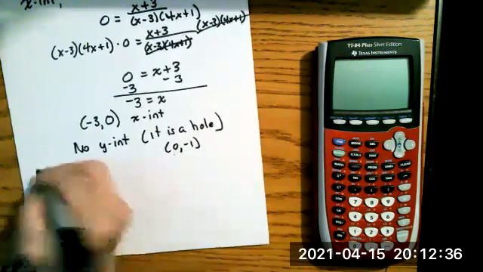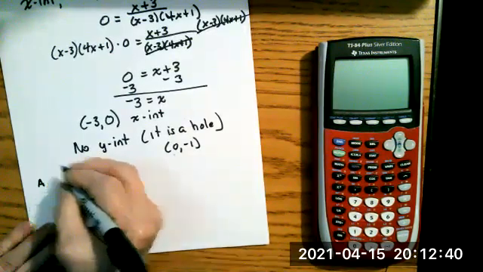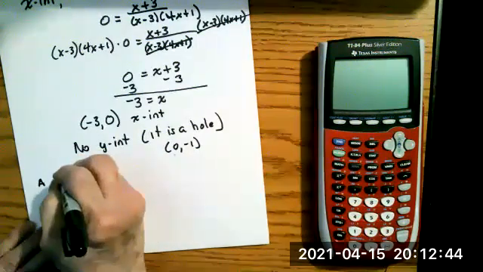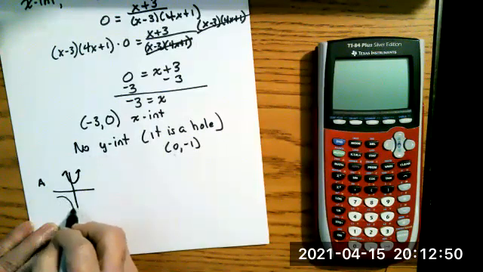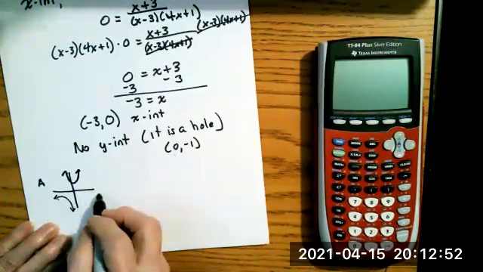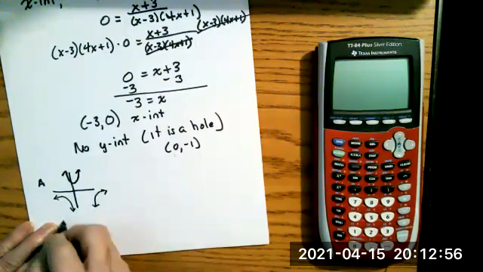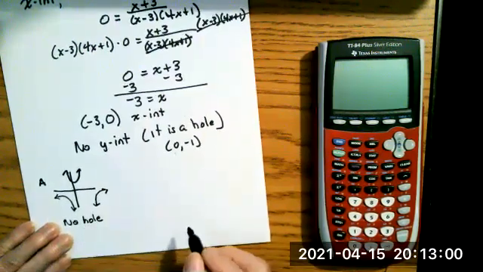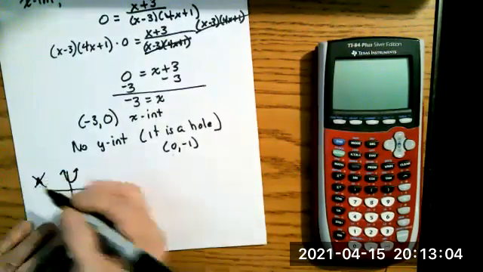Okay, let me show you the pictures of this one. This one comes down this way and looks like this, and has a graph that comes this way and this way. But there is no hole. We know there's a hole at 0, -1, so it can't be this one.